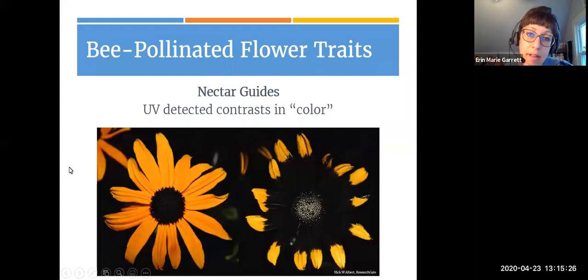Another example is in this black-eyed Susan. We can see that really dark, exaggerated black spot that helps guide that bee to the center where the nectar is located. So again, something that we would never know is there, but when you put this under UV light, is very striking and very apparent, and will help them find that nectar.